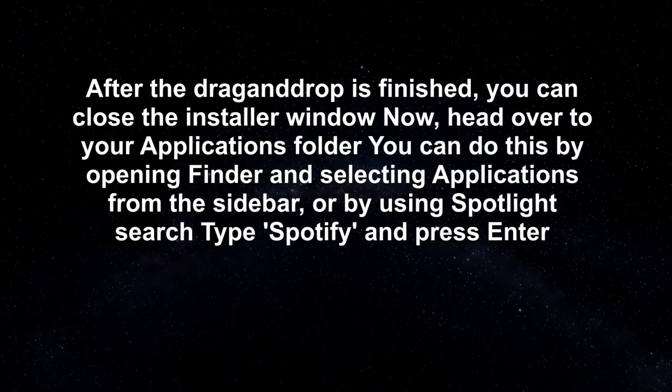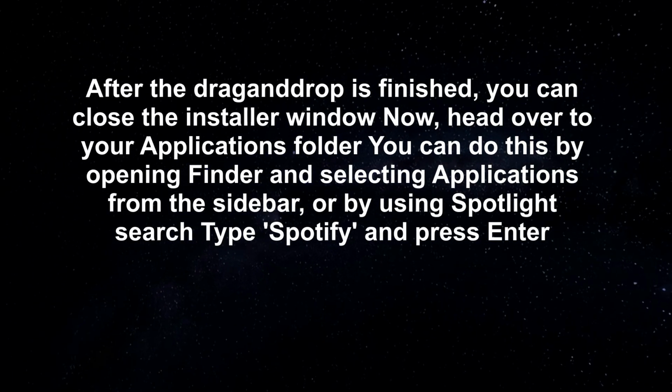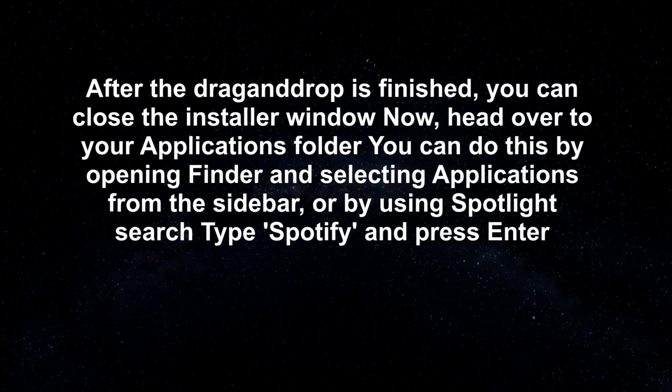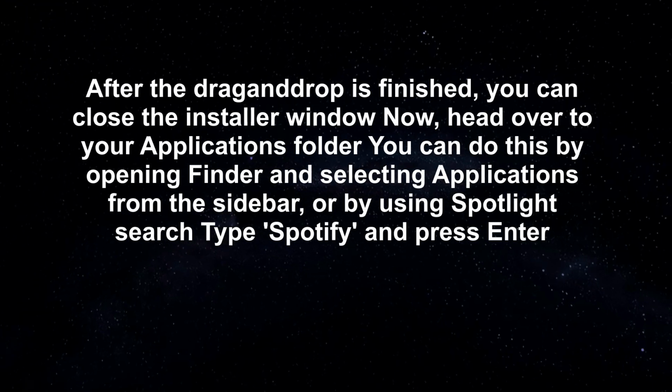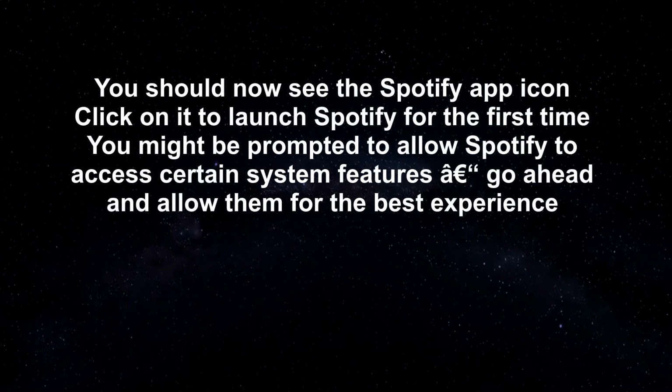Head over to your applications folder. You can do this by opening Finder and selecting Applications from the sidebar, or by using Spotlight search. Type Spotify and press enter. You should now see the Spotify app icon. Click on it to launch Spotify for the first time.